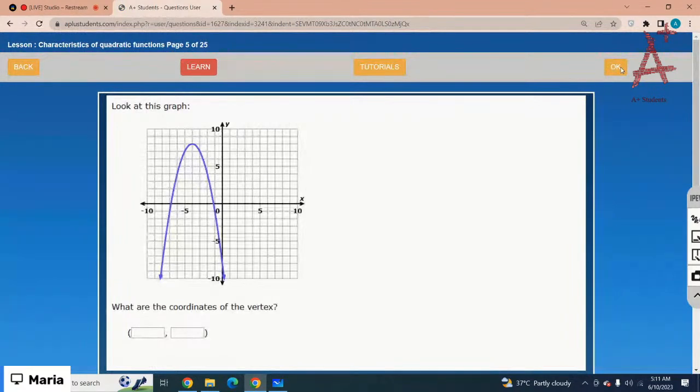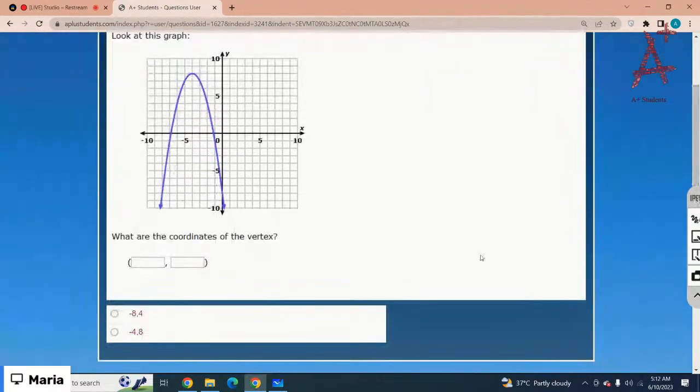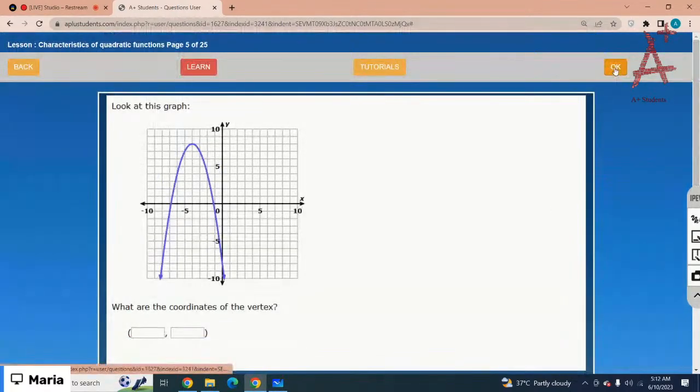Okay, the next one: look at this graph. What are the coordinates of the vertex? You have to calculate the coordinates of the vertex. The parabola opens downward, so the vertex is the highest point of the graph. So x is -3 and y is 8. So the correct option is (-3, 8). The second option is the correct one.